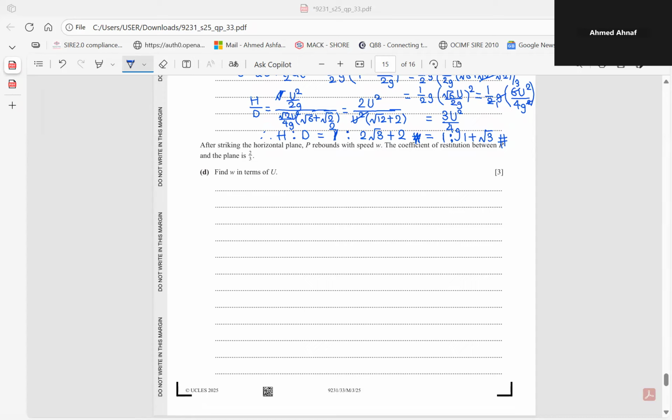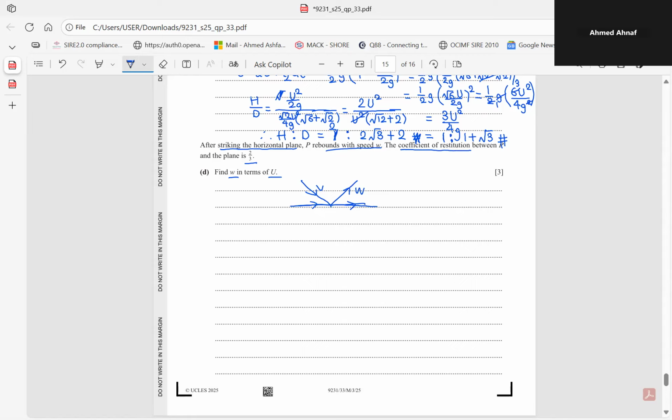Okay, so for this last part, we're told that after striking the horizontal plane, P rebounds with the speed W, and the coefficient of restitution between A and the plane is 2/3. So for the last part, we have to find W in terms of U. First of all, let's draw a diagram. So initial speed is V, and it rebounds with speed W. Okay, so first things first. In order to do this question, you have to know that the vertical component of velocity doesn't change.